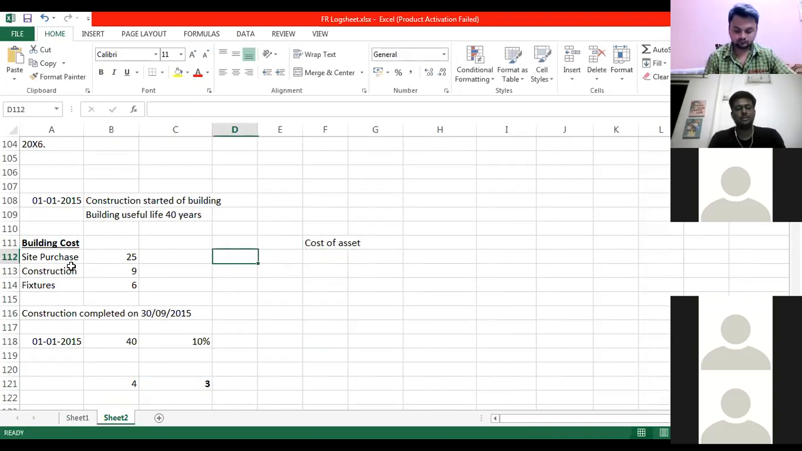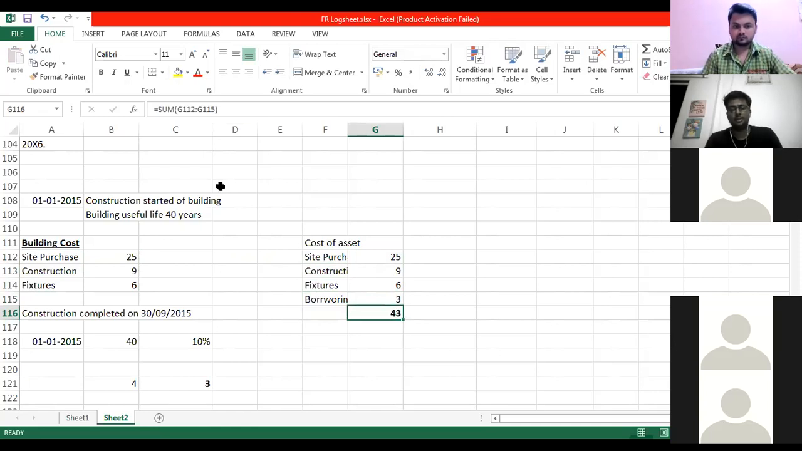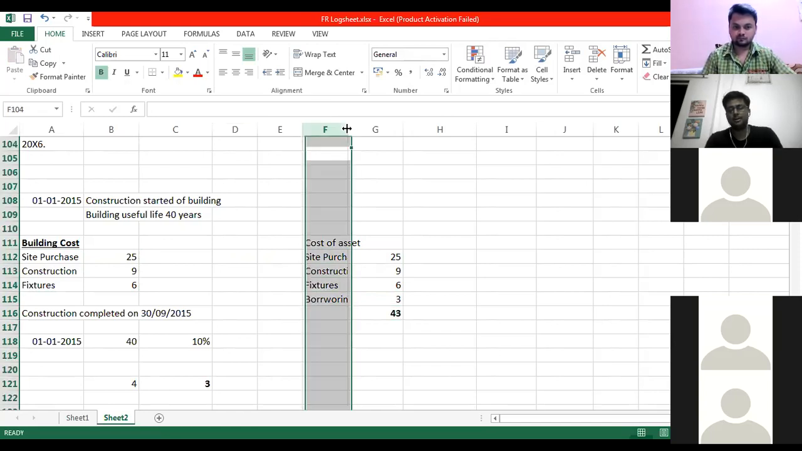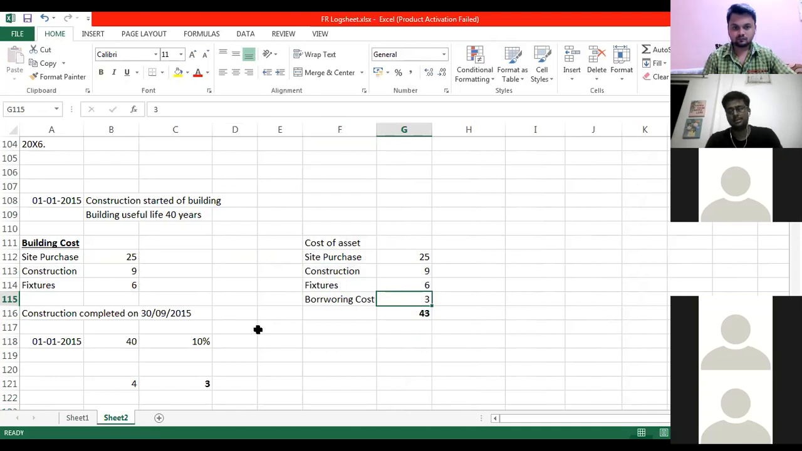So it will be all these three and borrowing cost. That is, total value of asset as on 31st December is 43. ये value हमारा building का balance sheet में रहेगा. This is the cost we are capitalized.